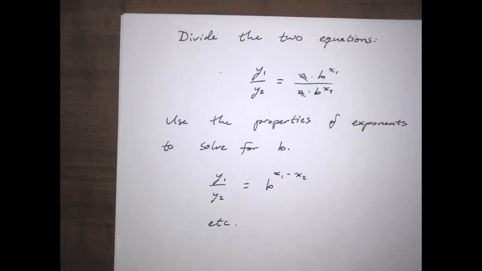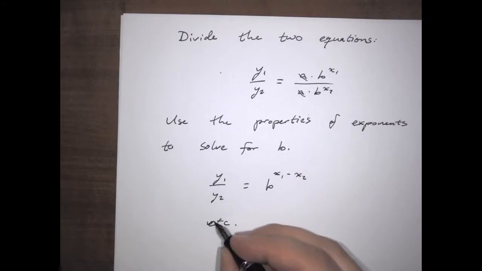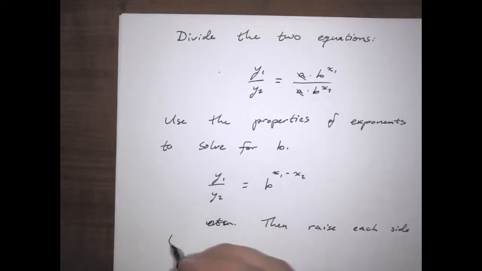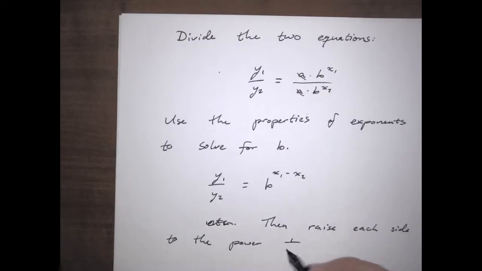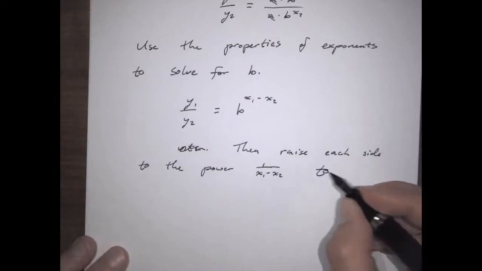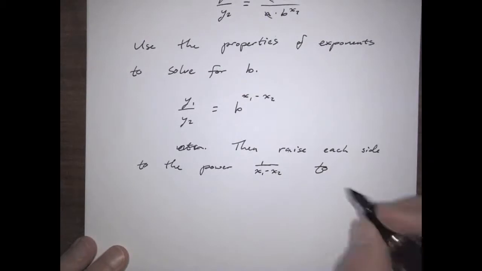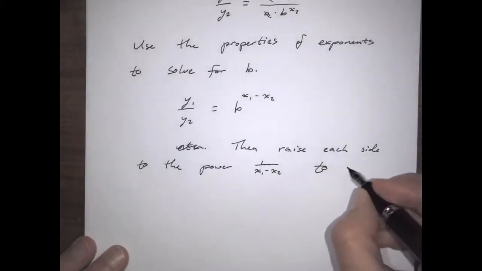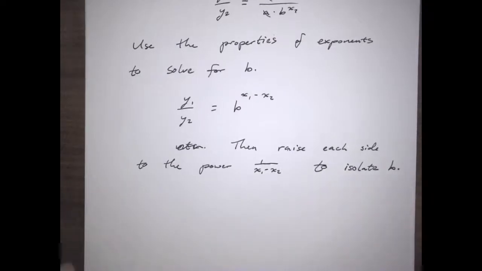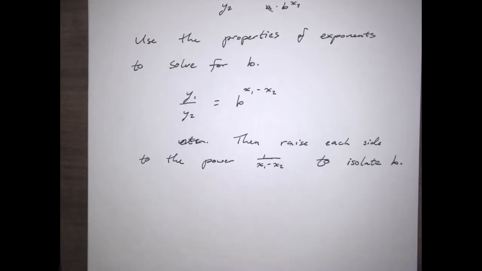And then you'll have an exponent on b, and then you will just raise each side to the power 1 over x1 minus x2 to isolate the b. Alright, and so then we'll have the b.